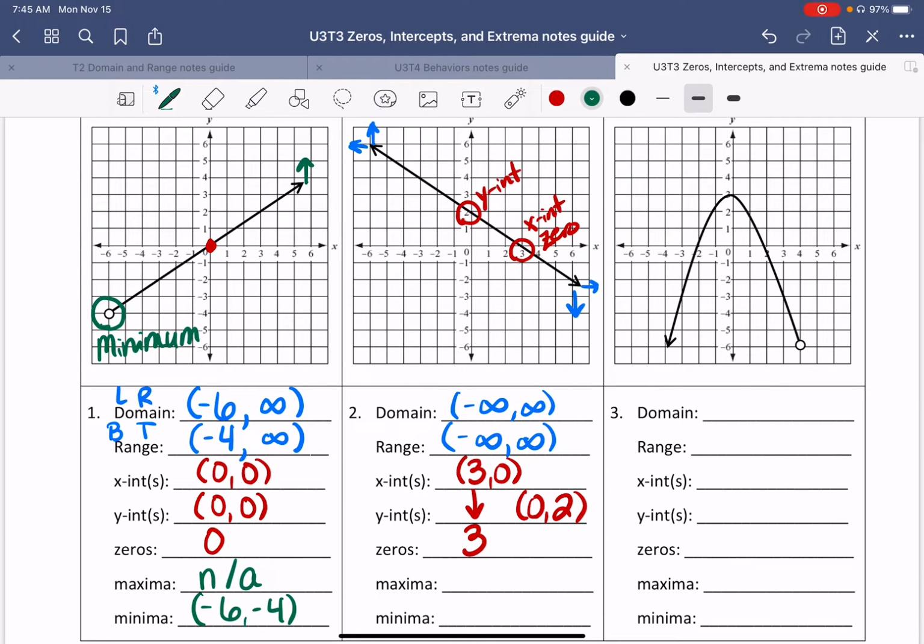All right, and then for our maxima, again, this is going on forever. It never stops, so there is none. And this time it's also going forever down, so it also does not have a single lowest point. So NA for both of them this time. All right, we got one more to look at.